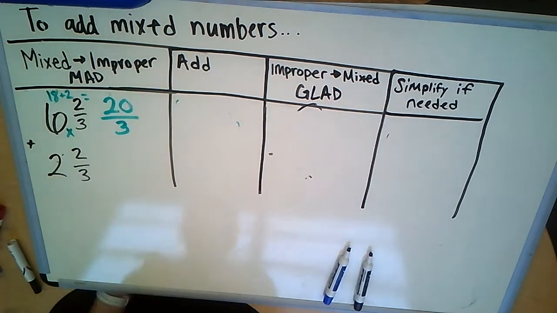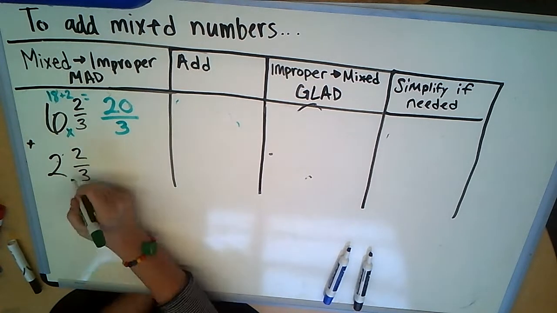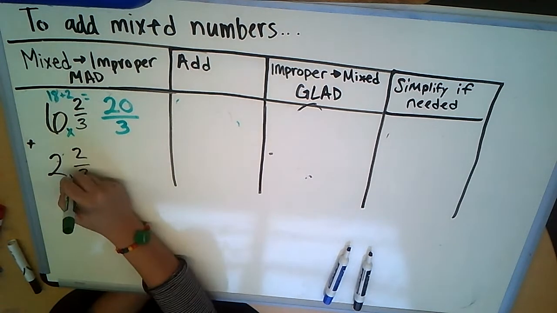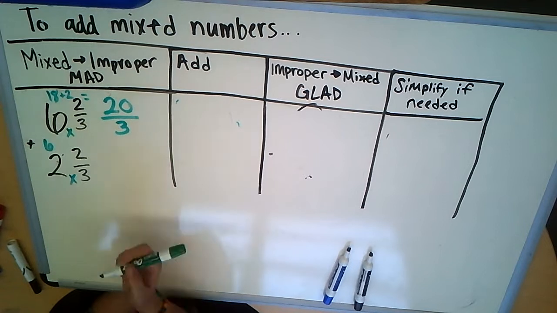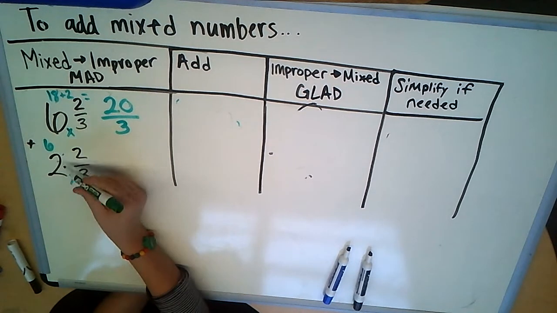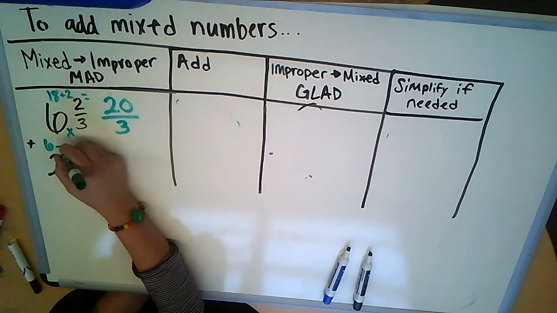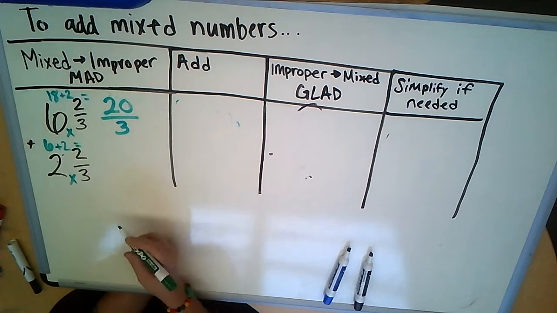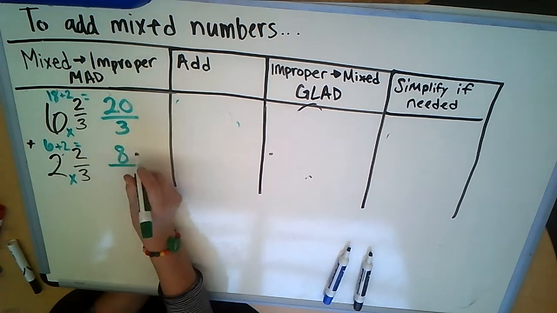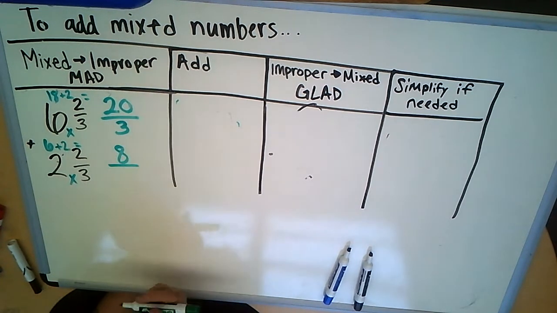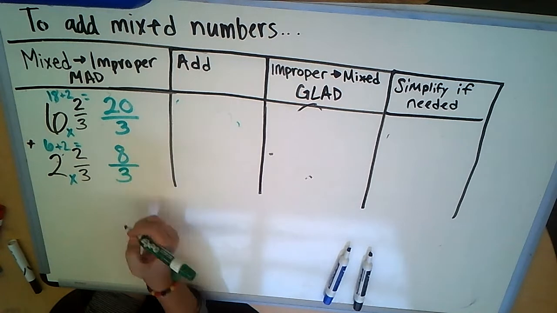All right, and let's do the bottom one. 3 times 2 is going to give us 6. Then we need to add it to the numerator. 6 plus 2 equals 8. Last step is denominator stays the same at 3.